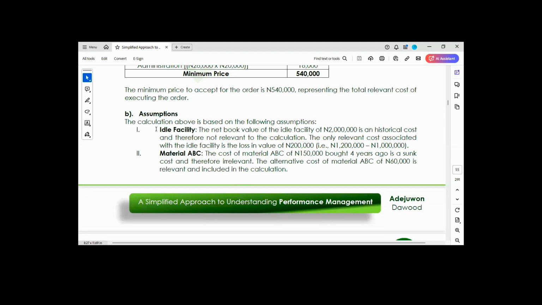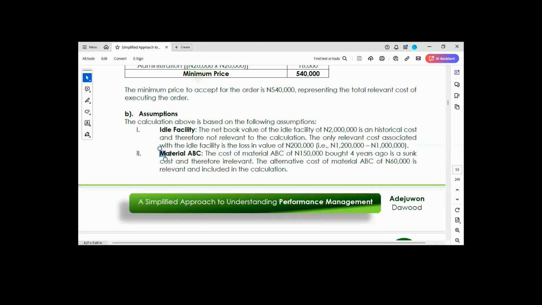As you can see, number B, the examiner is asking you to state your assumptions, the reason why you include some figures and ignore the others. So the calculation above is based on the following assumptions. Number one, the first item we had in the question is the idle facility. The net book value of the idle facility of 2 million naira is a historical cost and therefore not relevant to the calculation. The only relevant cost associated with the idle facility is the loss in value, or reduction in value, of 200,000 naira, representing the difference between 1.2 million and the market value of 1 million naira. So that is your explanation on the idle facility.